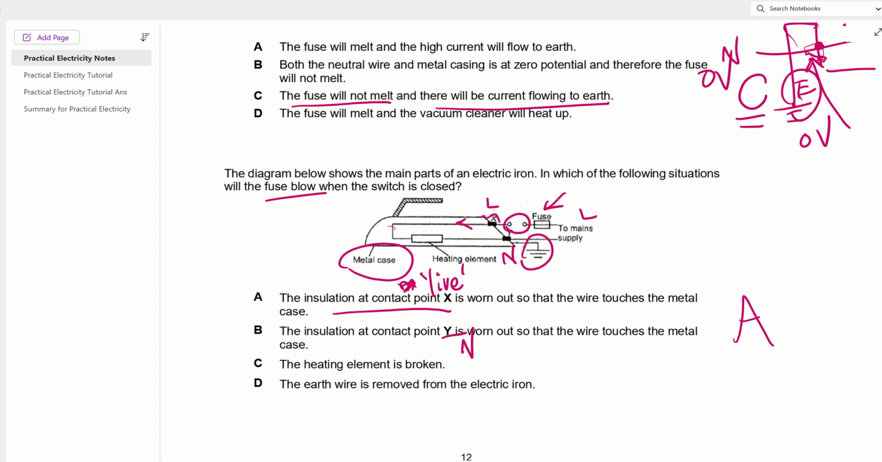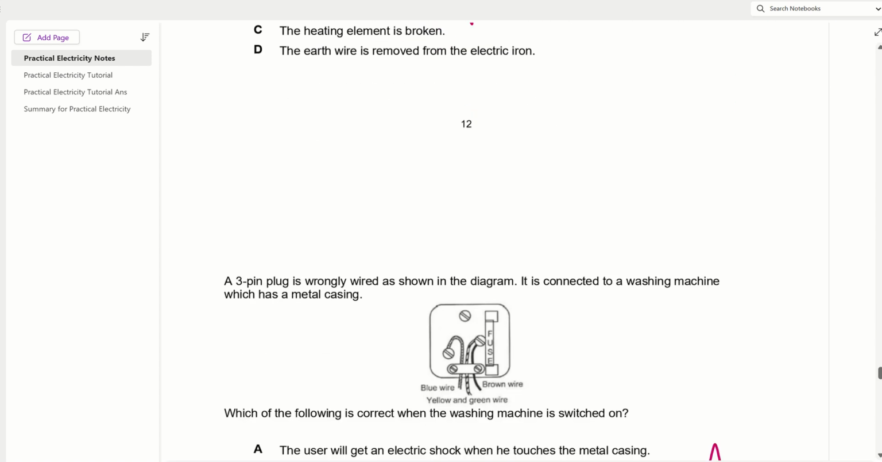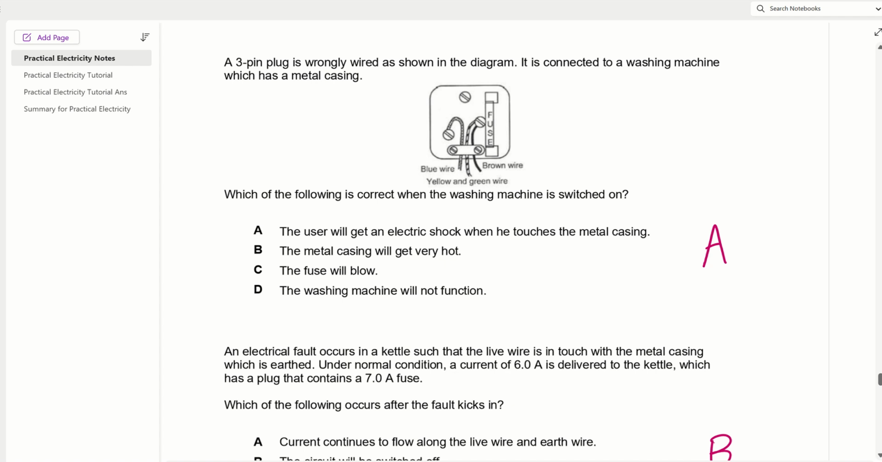It's a bit like our previous example. Now, if the heating element is broken, it will not cause the fuse to blow, because it will just create an open circuit. If the earth wire is removed, it also wouldn't cause the fuse to blow. Next, the 3-pin plug is wrongly wired as shown in the diagram. It's connected to a washing machine with a metal casing.